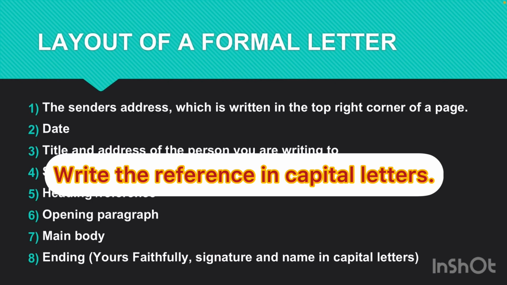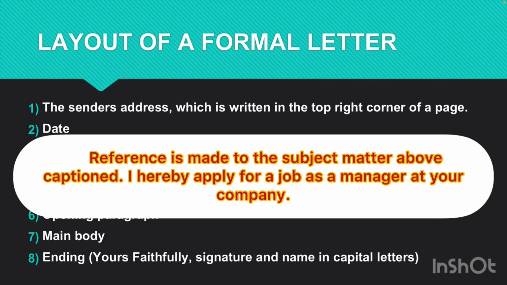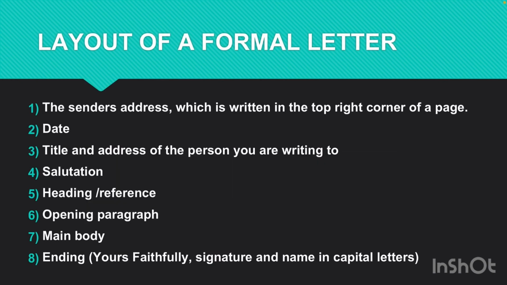Now, from the heading, you go to the opening paragraph, the first paragraph. So, what should you do in the first paragraph? You don't greet here. So, simply talk about the reason of writing your letter. That's all. In your first paragraph, you will explain briefly and precisely the reason of writing that letter. For example, reference is made to the subject matter above captioned. I hereby apply for a job as a manager at your company. That can be the first paragraph. You are done. This letter is very short.